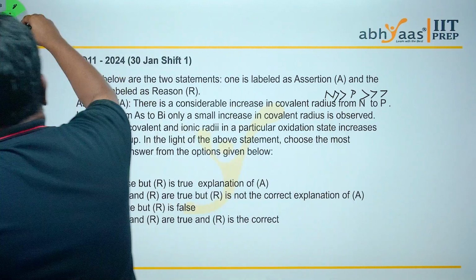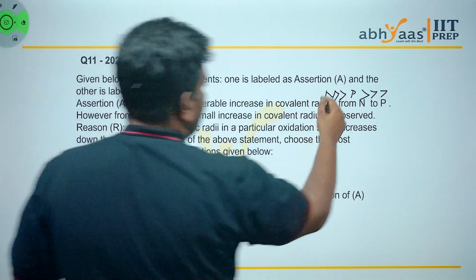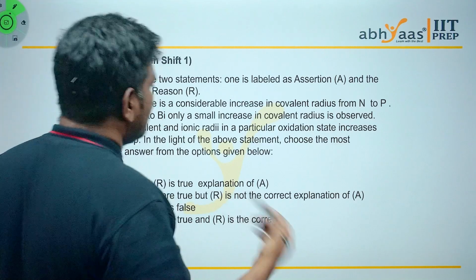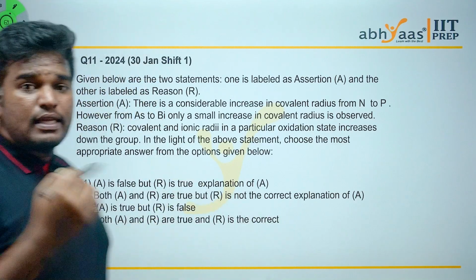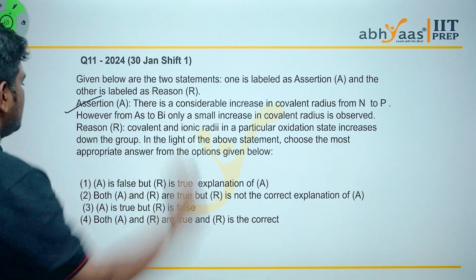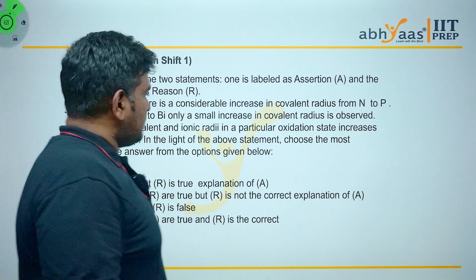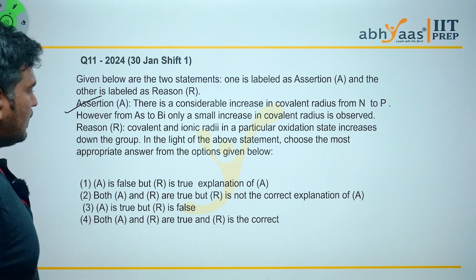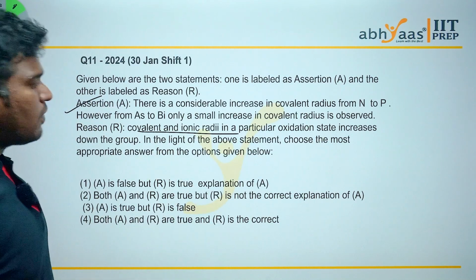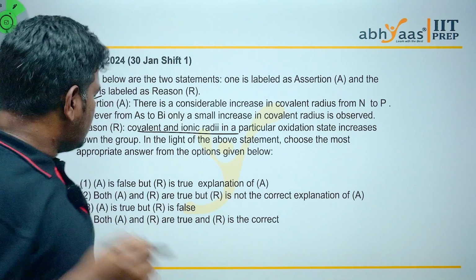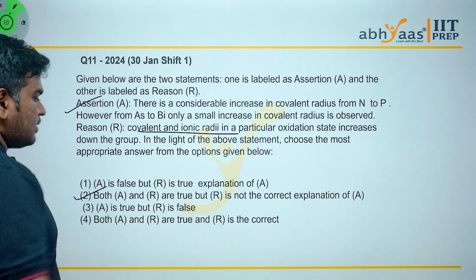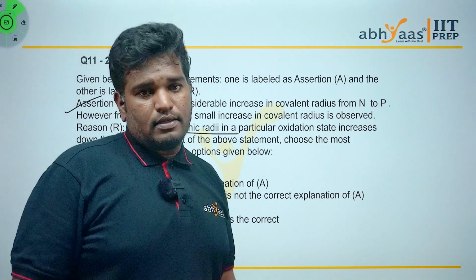So at first you will be having a larger increment of covalent radius from N to P, but then it will be lesser. There will be an increment, but in a smaller quantity. So that is a true statement. Assertion A is right. Covalent and ionic radii in a particular oxidation state increase down the group. Right. It is also right. So can we say it is the correct explanation of A? No, it's not right. Both A and R are true, but R is not the correct explanation of A. That will be your answer.